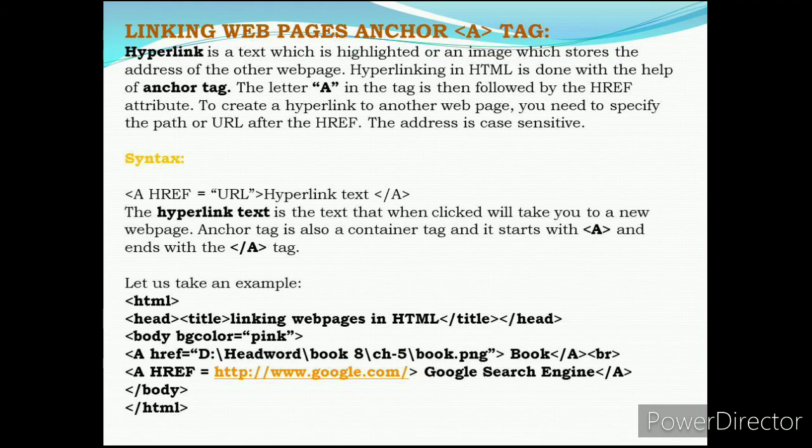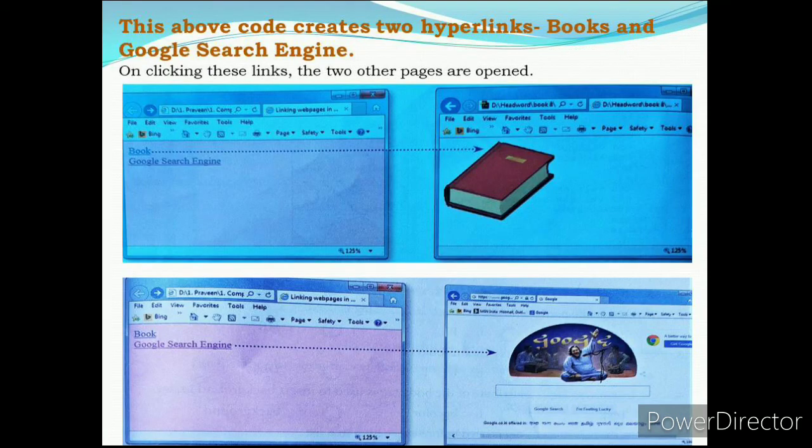Again we have included one more web page that we have to specify with a href, then we have provided the URL and we have given the hyperlink text, suppose Google search engine, and closed with the anchor tag. The above code creates two hyperlinks, books and Google search engine. On clicking these links, the two other pages are opened.